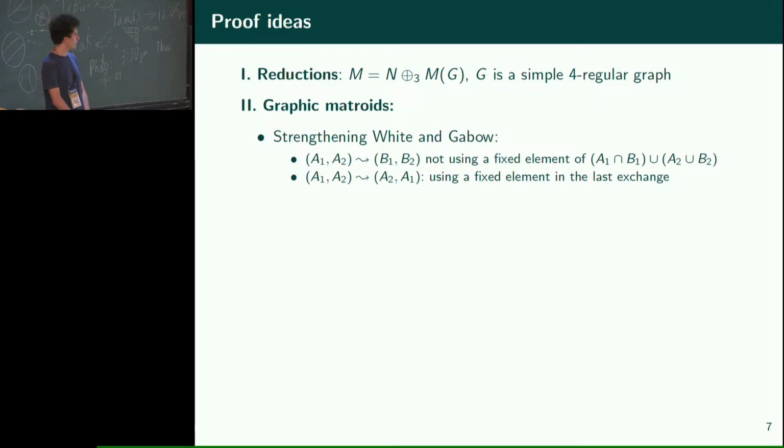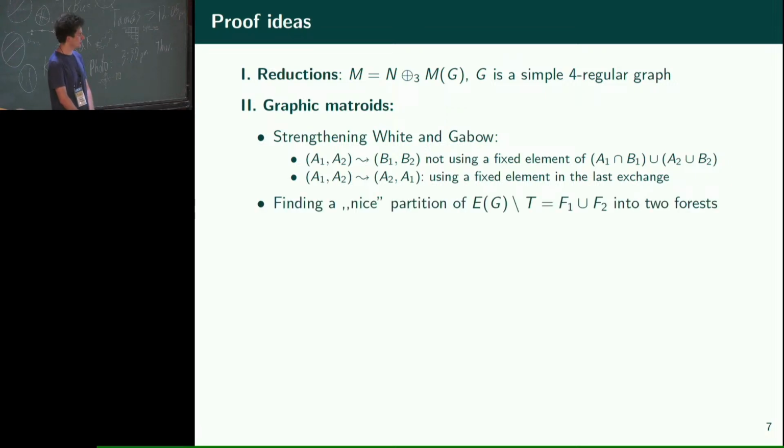So for example, for White's conjecture, we show that there is an exchange sequence that does not use a fixed element, that doesn't have to change color. And then when showing it for the original matrix, we choose this element to be an element of this triangle in the gluing, and this helps us to control these sequences.